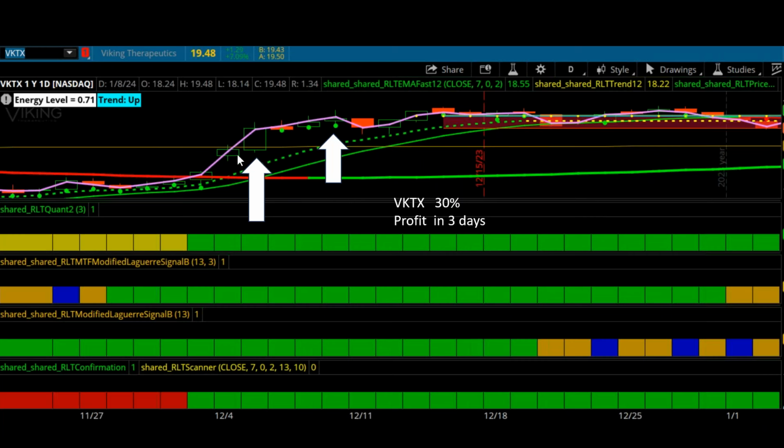VKTX, a quick trade here, 3 days. Again, all green, institutions are buying. This tells us that they're in there. We take it right here as it popped. Probably could have taken it here, but I took it here and got a 30% profit in 3 days. Doesn't look like a lot, but the options went up really nicely.